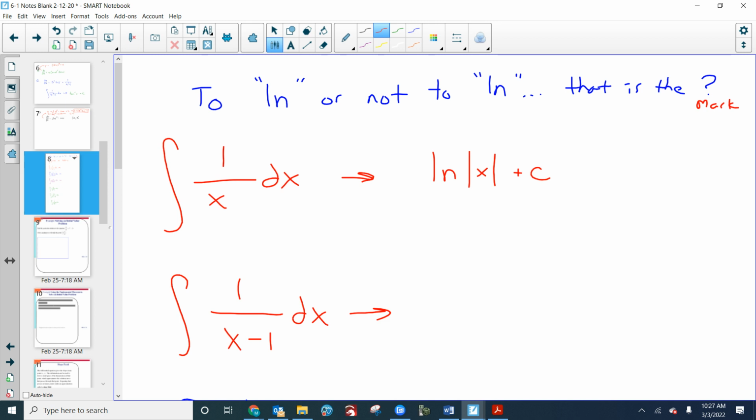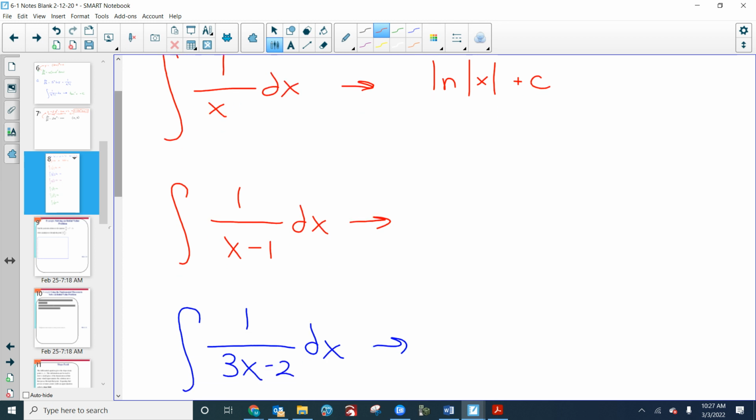So first one, to ln or not to ln? To ln. Next one. To ln or not to ln? That is the question.